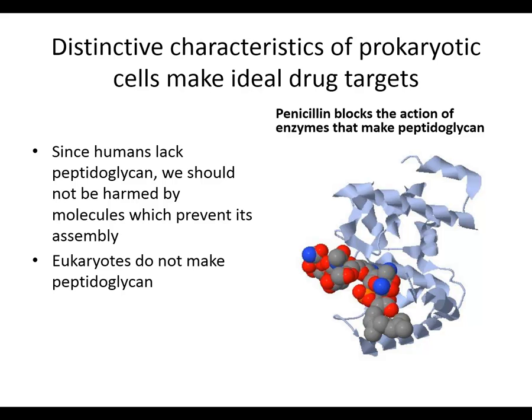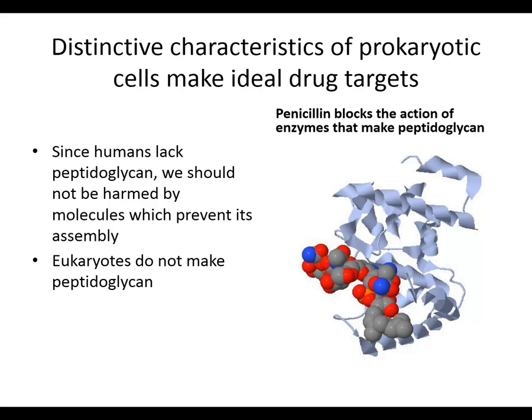Okay. And is taking something that's going to destroy peptidoglycan going to harm you? Why not? We don't have peptidoglycan. There's no peptidoglycan that our bodies are made out of to destroy. Does that make sense? So I've summarized that right here. Since humans lack peptidoglycan, we should not be harmed by molecules which prevent its assembly. Do you guys hear that? Okay.